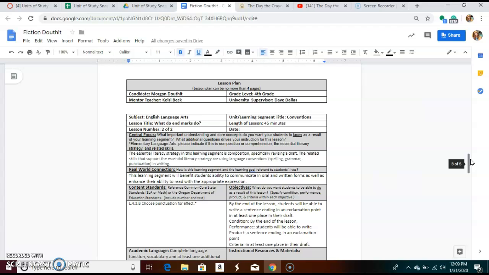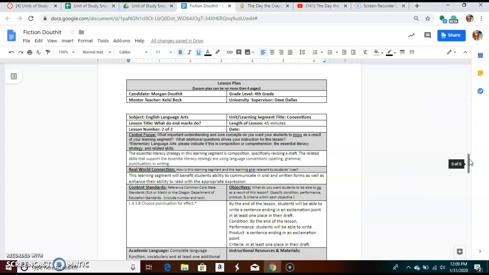I used the content or language standard L.4.3.B, choose punctuation for effect. My objective was, by the end of the lesson, students will be able to write a sentence ending in an exclamation point in at least one place in their draft.